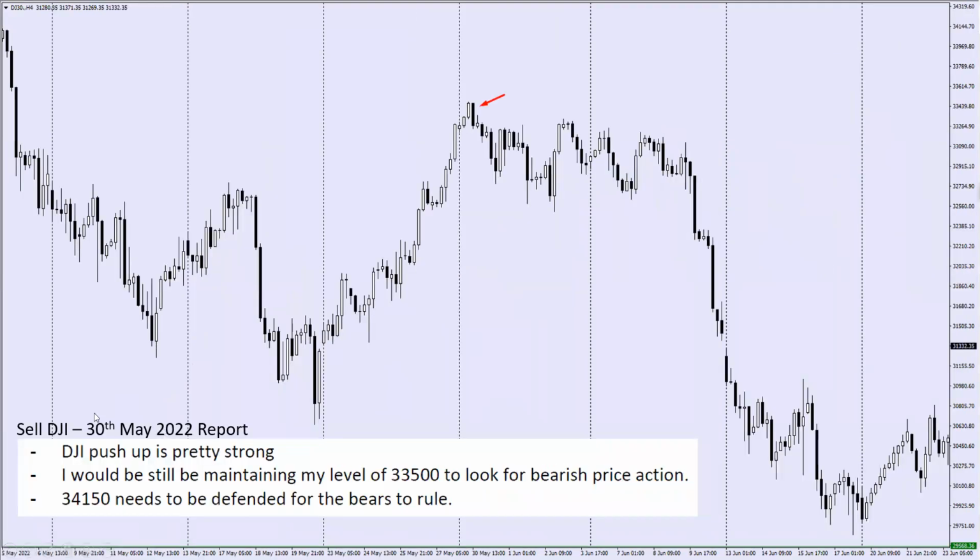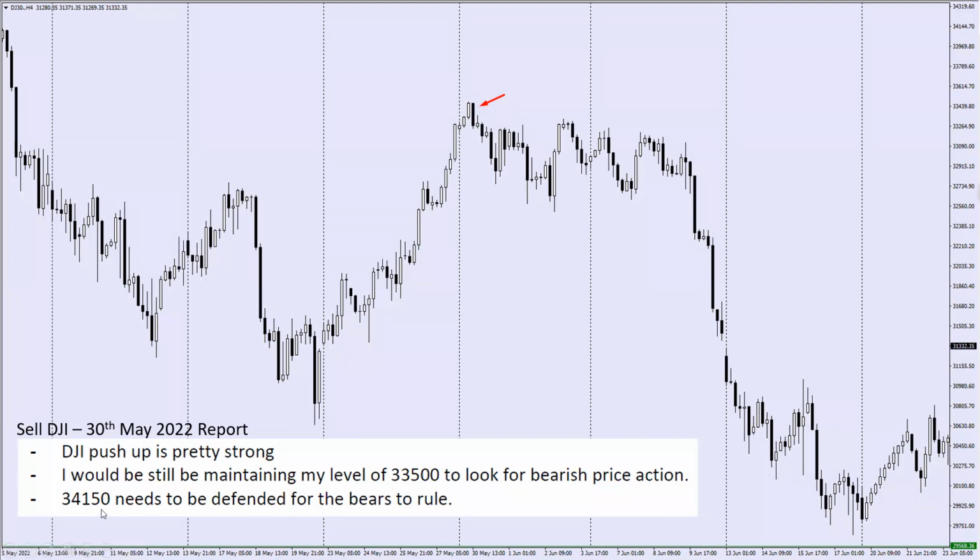And then this is the Dow Jones. As you can see, everywhere is the same concept over here. These are all the trades that we took according to the report. Actually, I'm just taking some examples. There were so many trades, right? So the push up was pretty strong, and still maintaining my level of 33,500 to look for bearish price action, because I looked at the wave, it's pushing up over here. It can do a push up and a trick. So that was it. That's why I wrote this one.